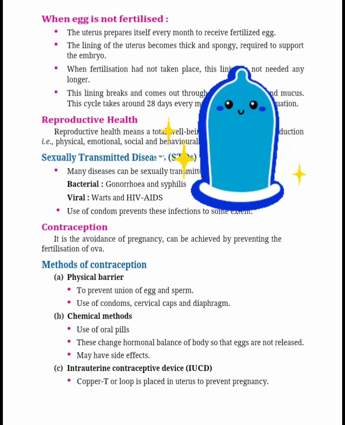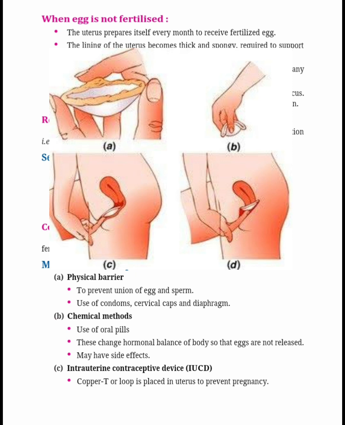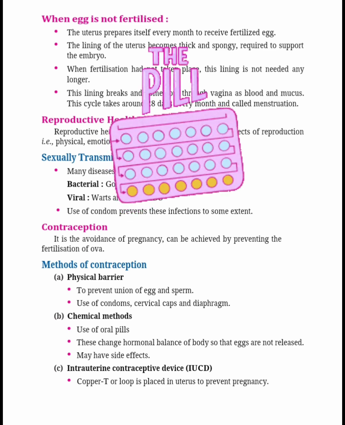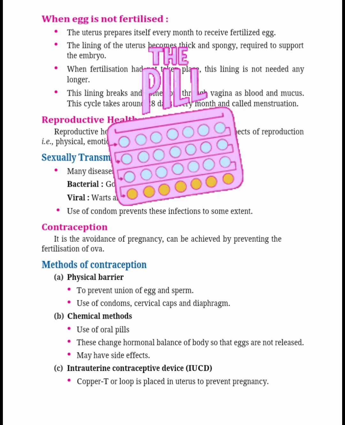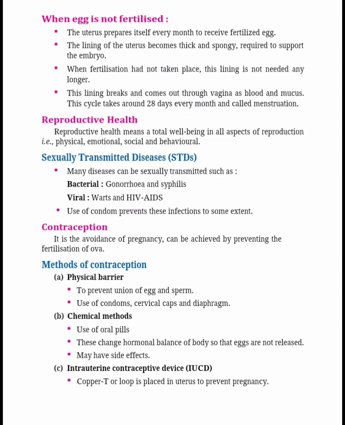First one, physical barrier. To prevent the union of egg and sperm, condoms, cervical caps and diaphragm are used. They act as a physical barrier and there is no meeting of male and female germ cells. Second is chemical methods, use of oral pills. What will the pills do? They change the hormonal balance of the body in female so that eggs are not released, but they have many side effects.